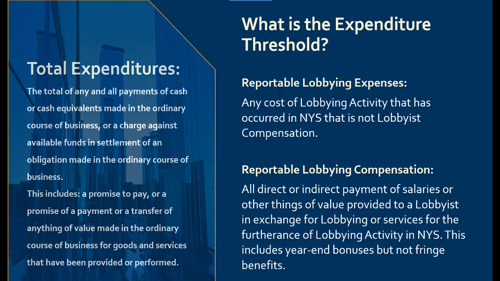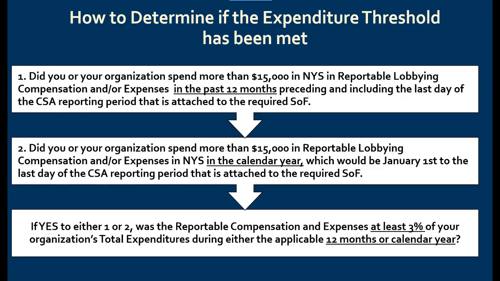Now, if you're unsure of your total reportable lobbying compensation and expenses, review the lobbying filings you have submitted. What you reported on your bi-monthlies or client semi-annuals for compensation and expenses is what should go into this amount and will tell you whether you have spent more than $15,000 on compensation and expenses in New York State. Now that you know what the expenditure threshold is, here is how you determine if you have exceeded it.